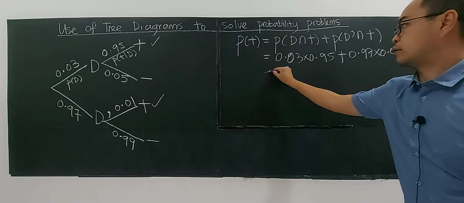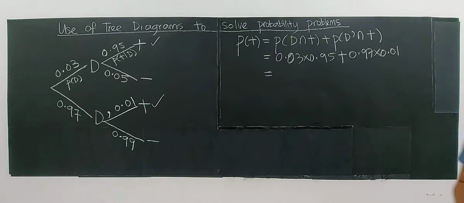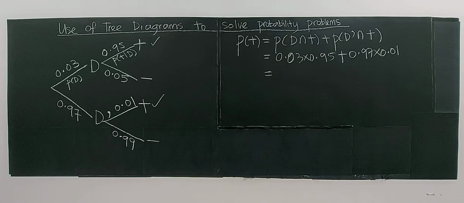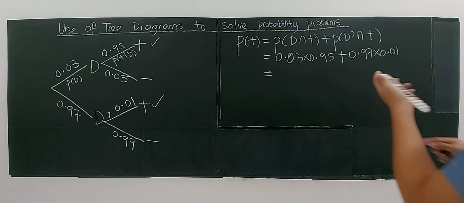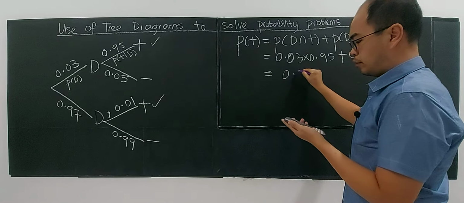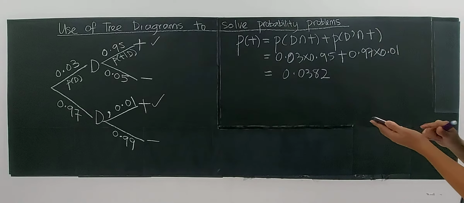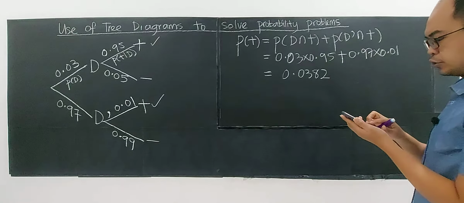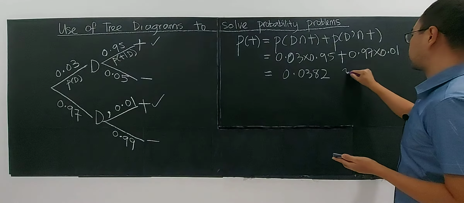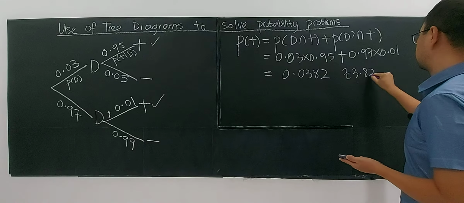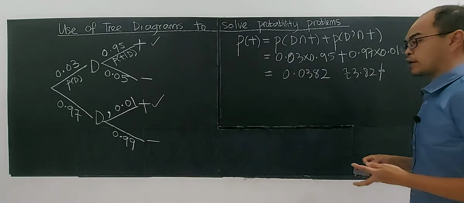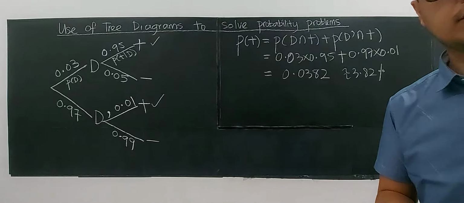So okay, let's calculate the probability that the test will give a positive result for a member being tested. That gives us 0.0382, right? If you convert to percentage, it is around 3.82%. So 3.82% you will test positive.